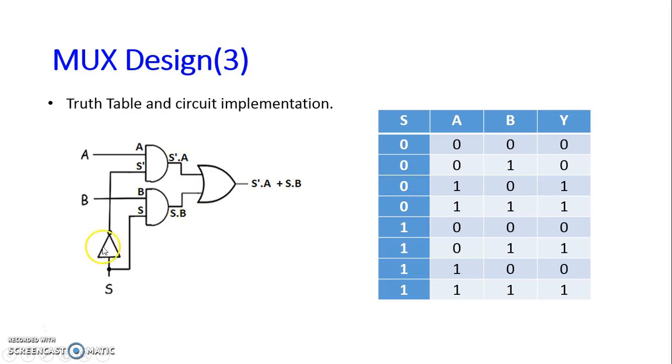This is my select signal. If we put one inverter, it will give me S bar. Now these two logics are given to OR, and it gives me S bar dot A plus SB. So when my select line is S, A will be passed, that means this will be passed here. When select line S is equal to 0, A will be passed. When select line is 1, B will be passed to the output.